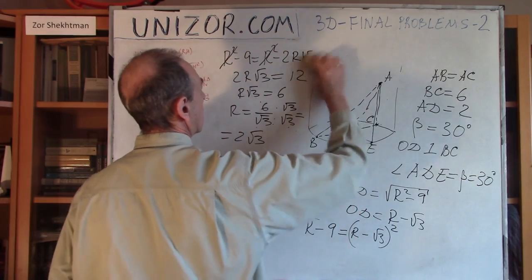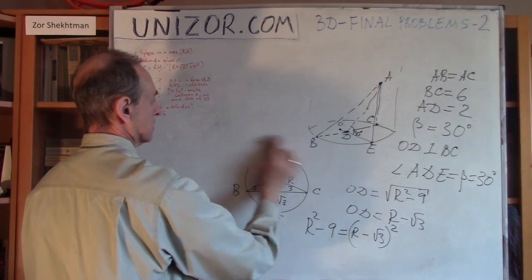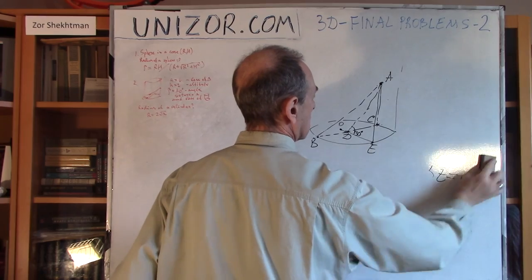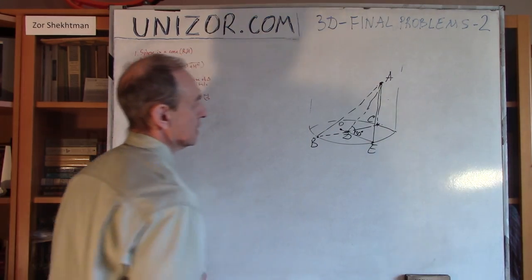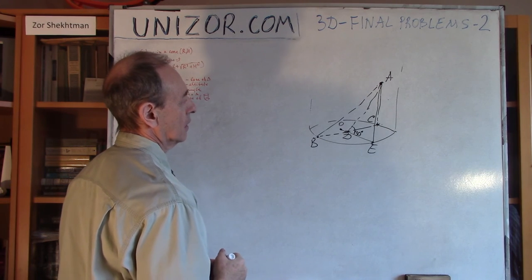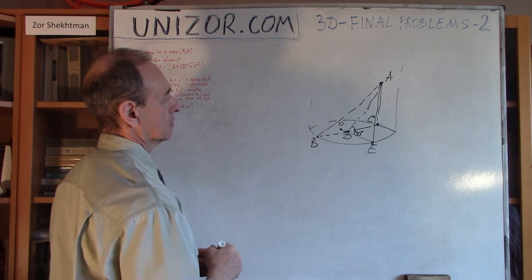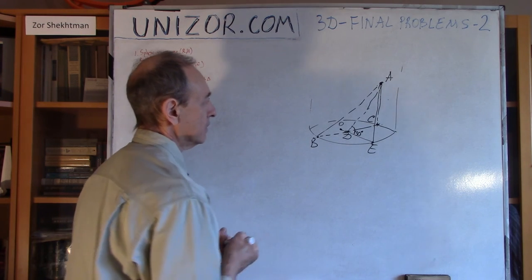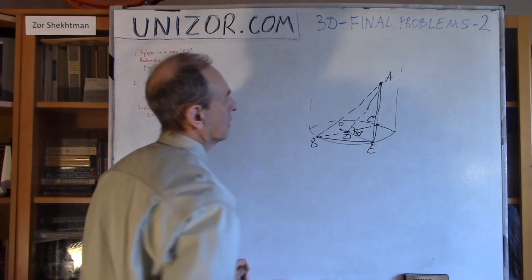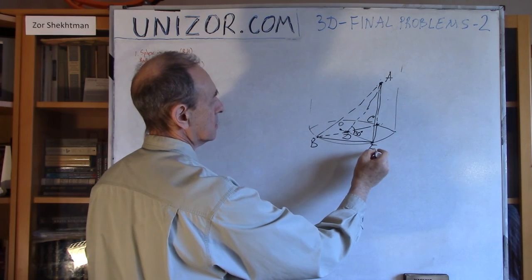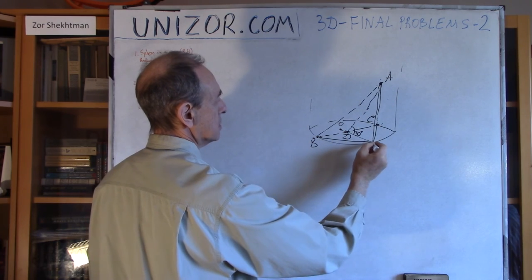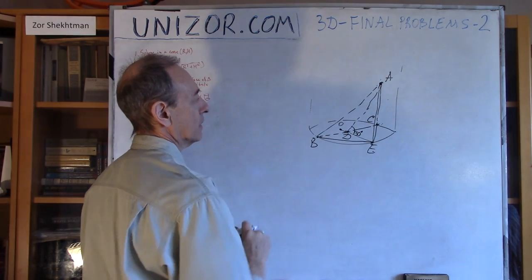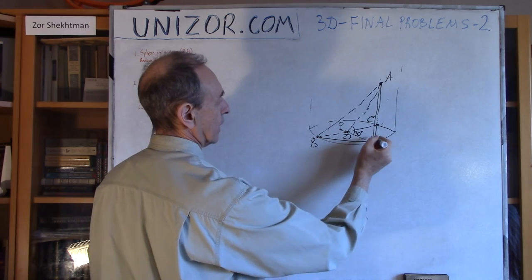But let's go back and find out how to justify the assumption that A projects to this E, which lies on the same radius as OD. So that's the case. All right, let's just forget about the cylinder. We don't really need it. What we do need is the following. If I connect this and this and consider triangles ACE and ABE, what can I say about these triangles? Both are right triangles because AE is perpendicular to the plane, and that's why it's perpendicular to any line on the plane.